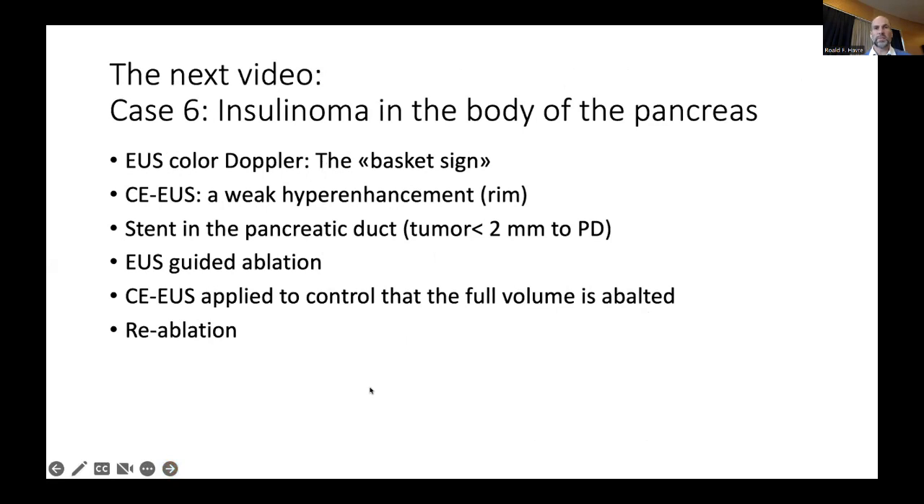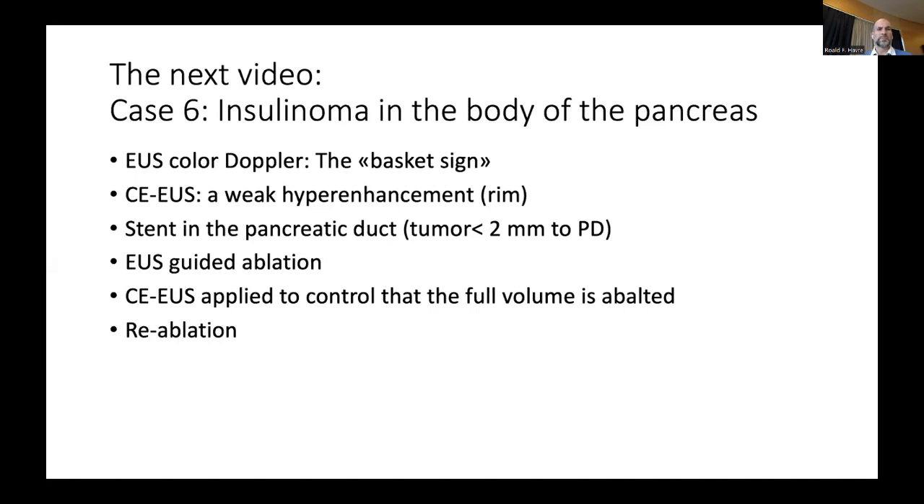So in the next video, it's a combined video, so I will prepare you for what you're going to see. You will see the EUS color Doppler first, demonstrating a basket sign of an insulinoma. And then we will see contrast-enhanced EUS with a weak hyperenhancement. It's much less than you saw in the first demonstration of a neuroendocrine tumor.